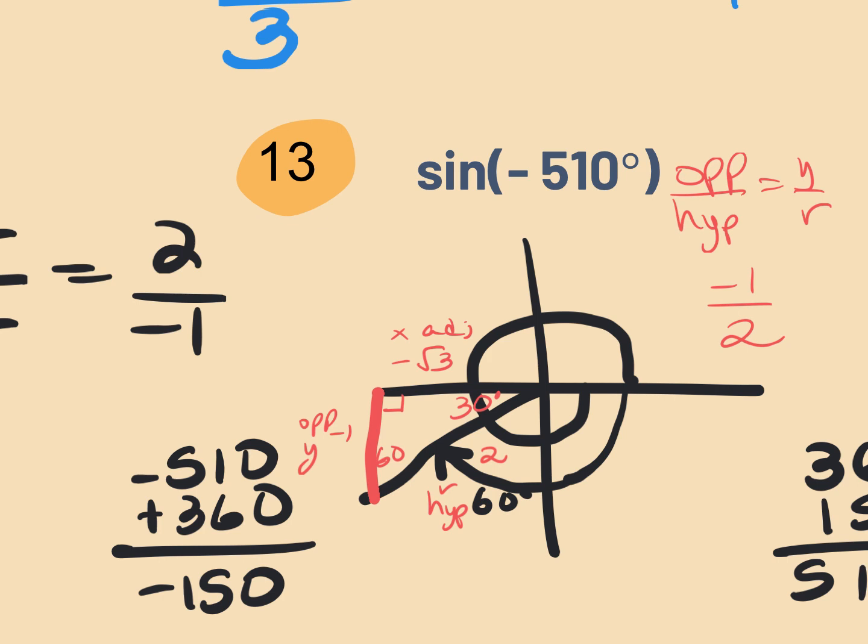Again, if you think about it logically, all students take calculus. That angle ended up in quadrant 3. The only answers that should have been positive are tangent and cotangent, and we were doing sine. So that's why -1/2 makes sense.